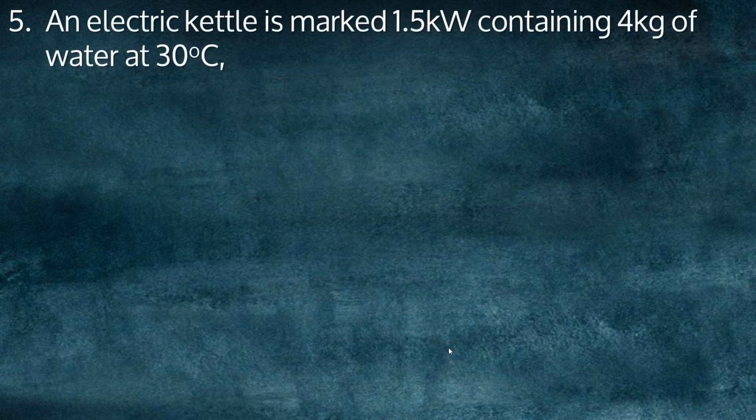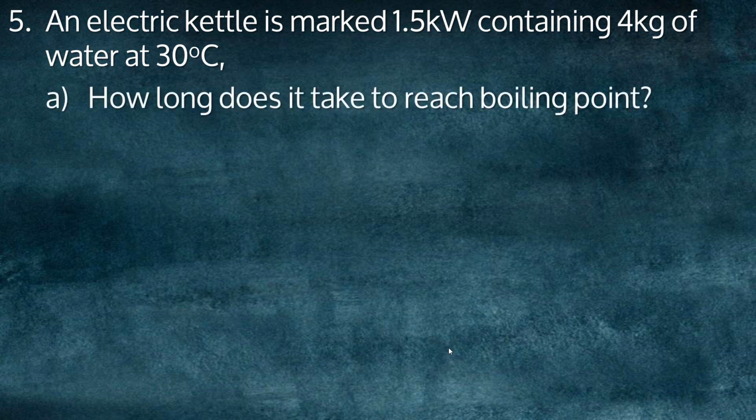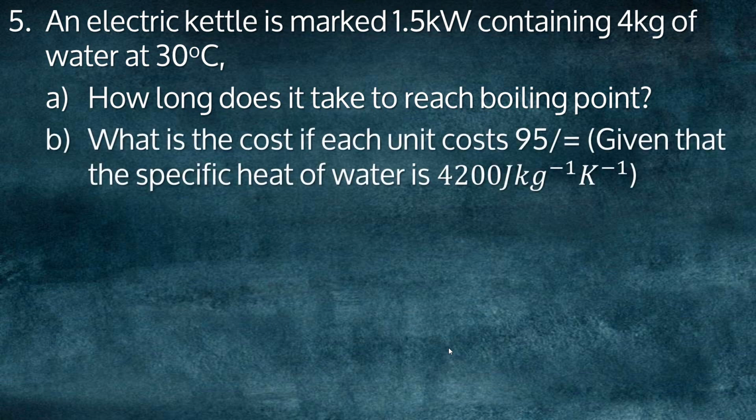Number 5, an electric kettle is marked 1.5 kilowatts containing 4 kilograms of water at 30 degrees Celsius. Now mark this. This is an interesting one. How long does it take to reach a boiling point? So if you're using this kettle, how long does it take for the water to boil? What is the cost if each unit costs 95 shillings? Given that the specific heat capacity of water is 4,200 joules per kilogram per Kelvin.